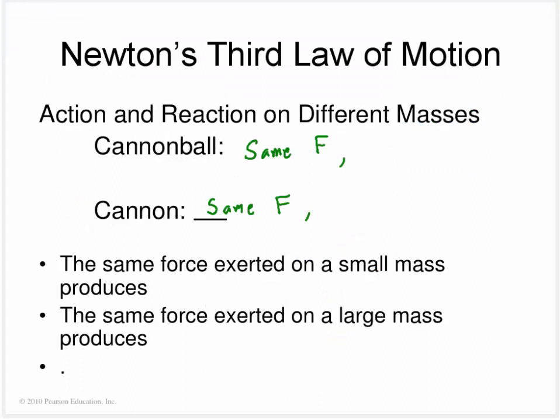So let's talk about the cannonball example just a little bit. Newton's third law says that they both experience the same force, but the cannonball is not very massive. The cannon is very massive. Therefore, the acceleration of the cannonball is relatively large. The acceleration of the cannon is relatively small. So the same force on the small mass is going to produce a large acceleration. The same force on a large mass is going to produce a small acceleration.